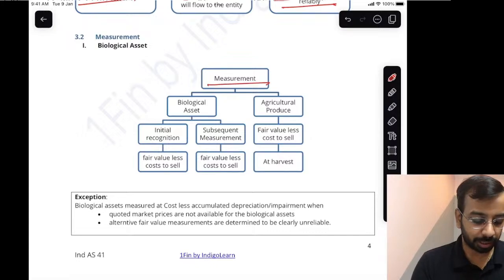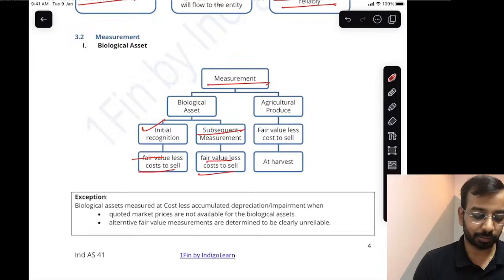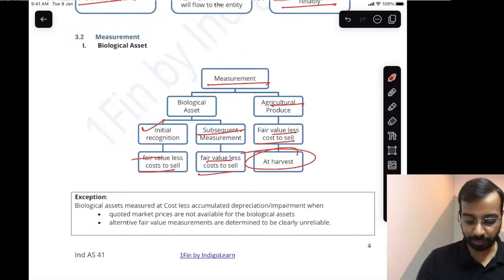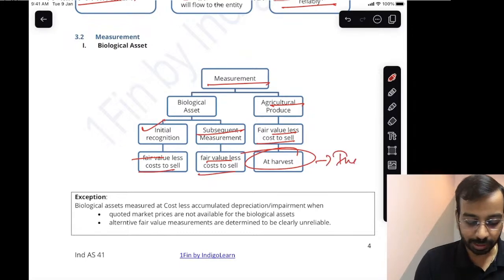How do you measure biological asset? Initial recognition, fair value less cost to sell. Subsequent, fair value less cost to sell. Agricultural produce, fair value less cost to sell at the point of harvest. Subsequent is covered by Ind AS 2.